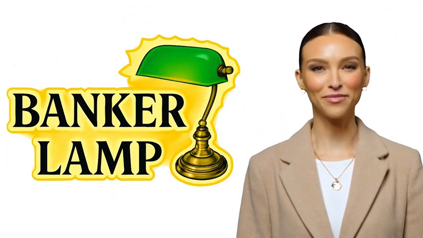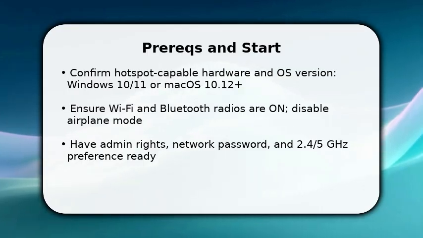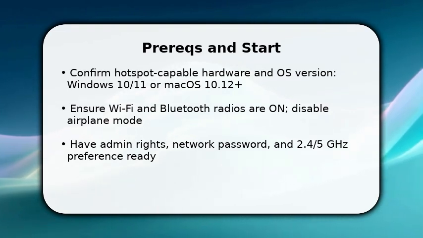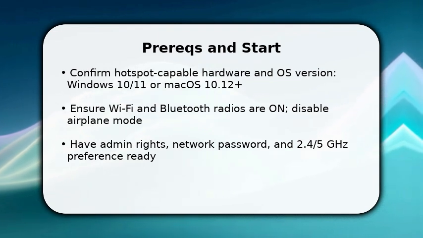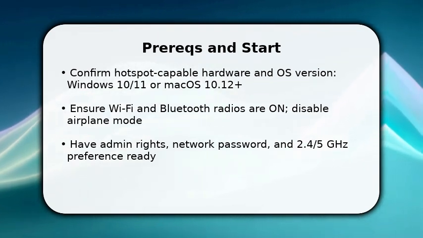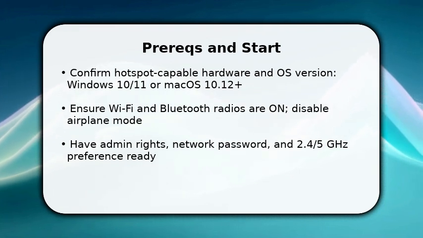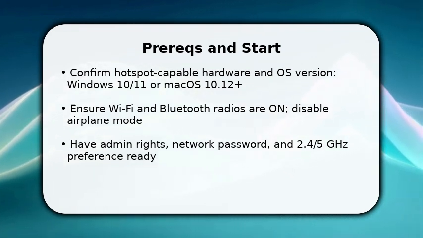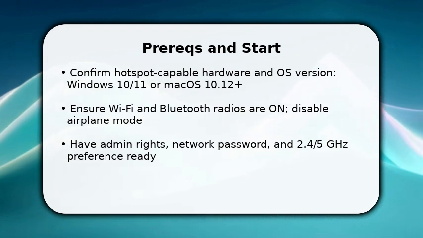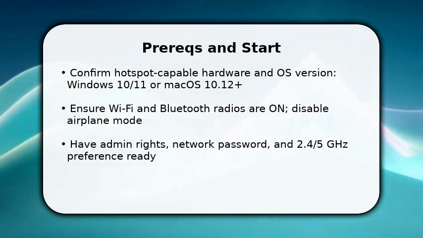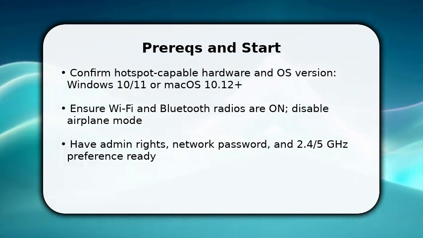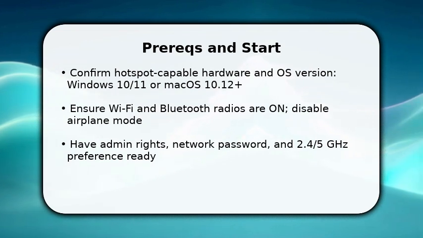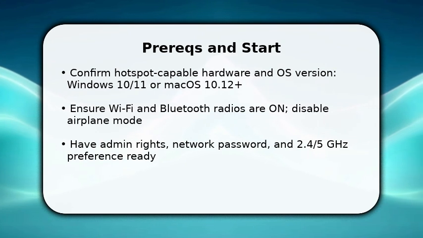Please enjoy the video. You're going to act fast. Check hardware and OS compatibility, then enable Wi-Fi and Bluetooth. Once done, open network settings and use admin rights to create a new mobile hotspot profile. Enter a secure password and choose 4 or 5 GHz depending on range and speed needs. Make sure sharing is set to Wi-Fi or Ethernet source as required and save changes. This sets the baseline so the laptop can advertise a network and accept client devices.